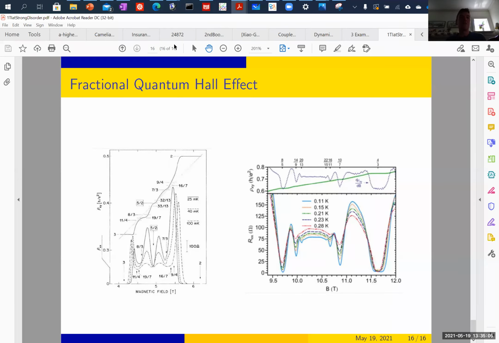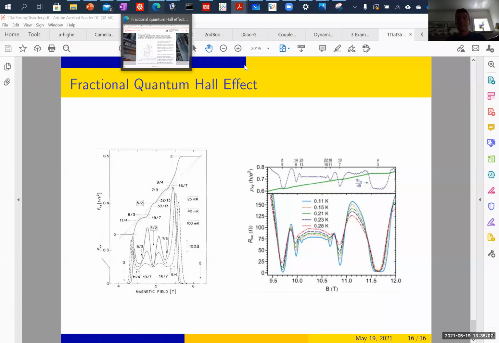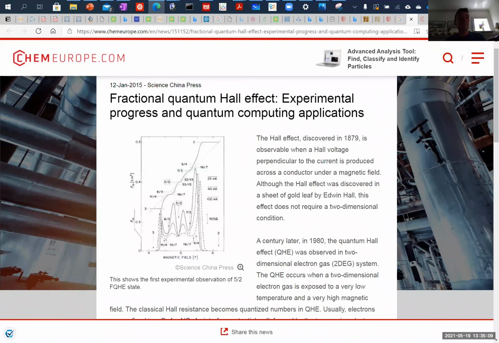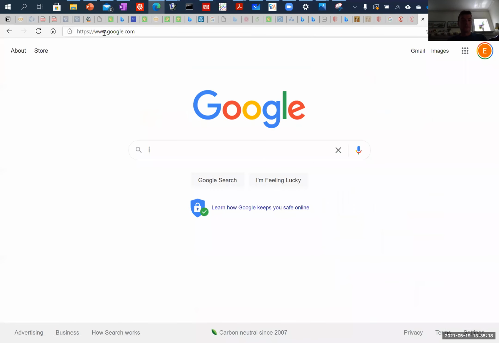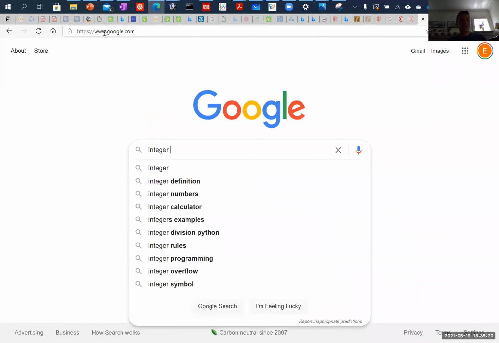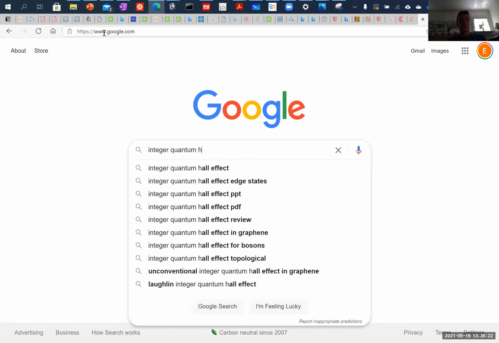I would then like to maybe finish with a slide. Maybe let me Google integer quantum Hall effect.